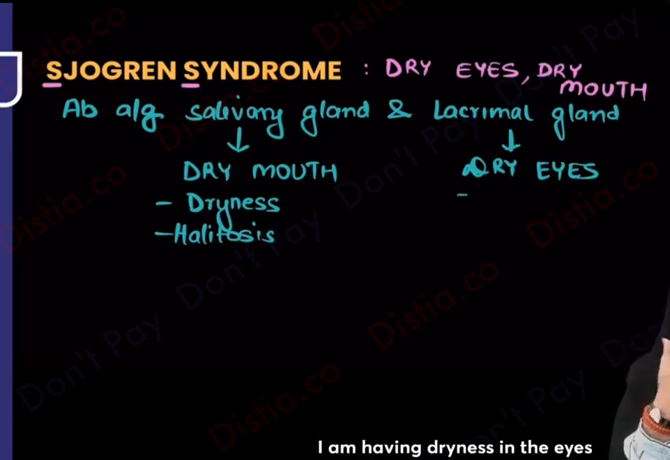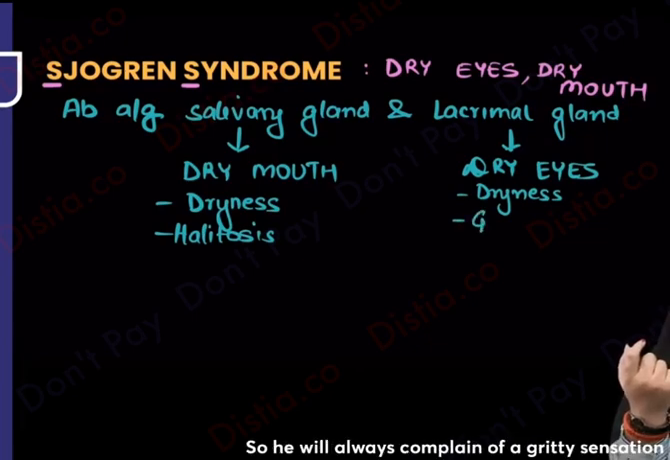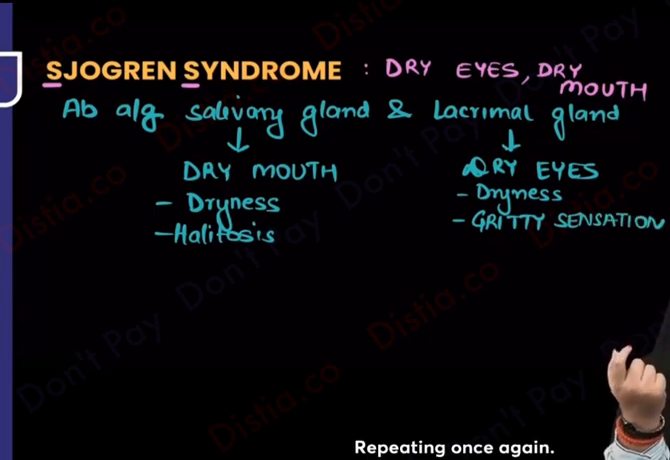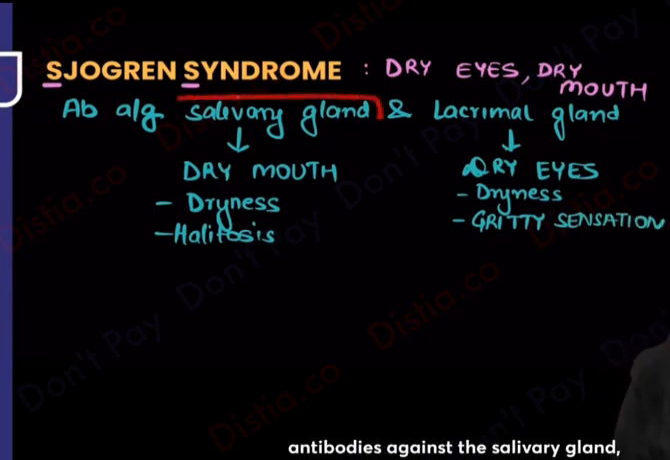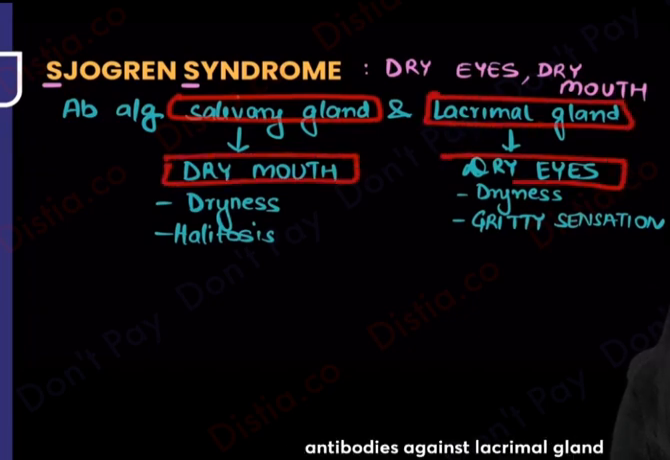He will say again, I'm having dryness in the eyes and I always feel there is some foreign body, some dust particle has gone in. So he will always complain of a gritty sensation in the eyes. Repeating once again, we have antibodies against the salivary gland, so there's a dry mouth, and antibodies against the lacrimal gland, that is the dry eyes.